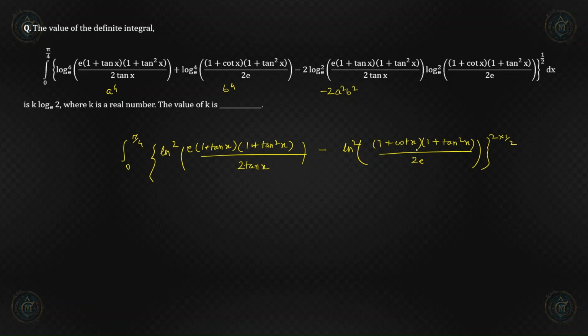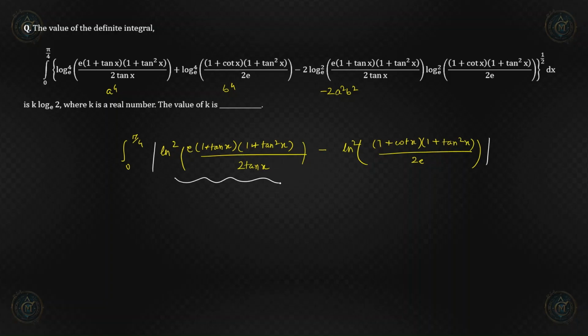That means what we have to take? We have to take the mod here, because we know root of x square is mod x. Root of x square is not simply x or minus x, it is simply mod x. So we have to calculate this modulus first. If we remove the square root here, we get this modulus sign.